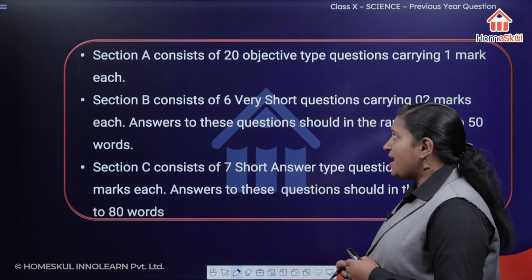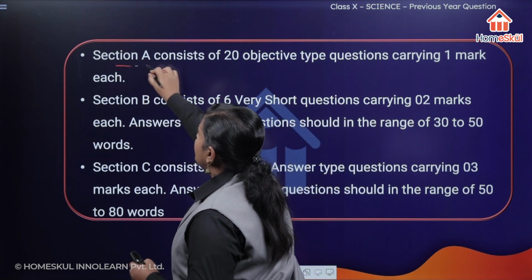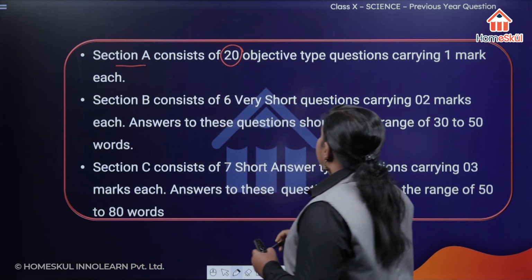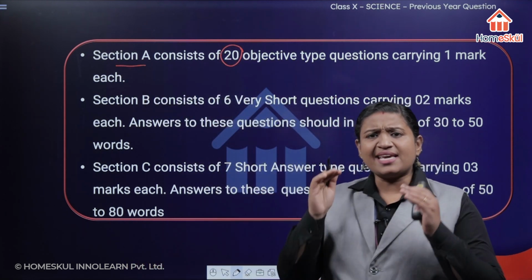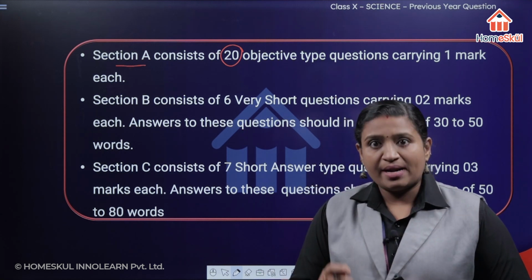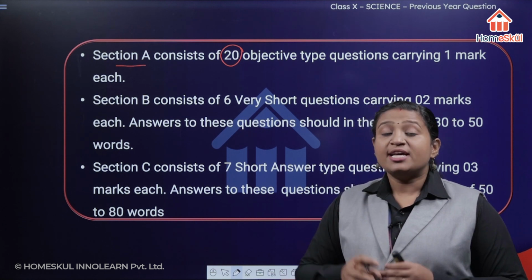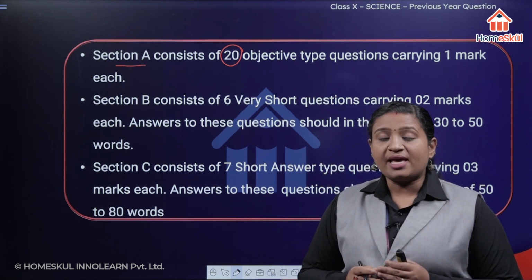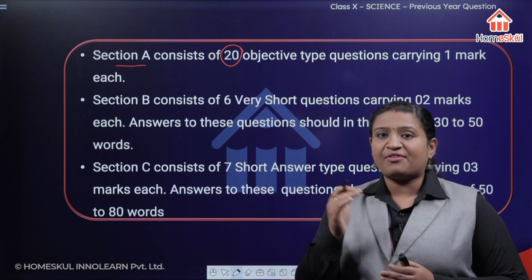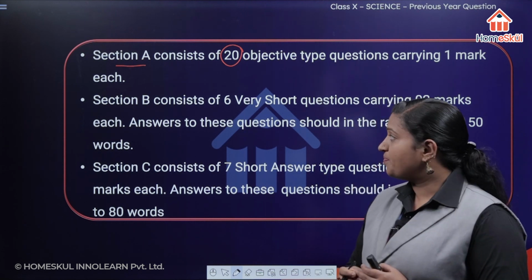In section A, altogether there are 20 objective type questions and each question carries 1 mark. There will be 4 options given. So you should read the question carefully and then go through the options and find out the proper one.